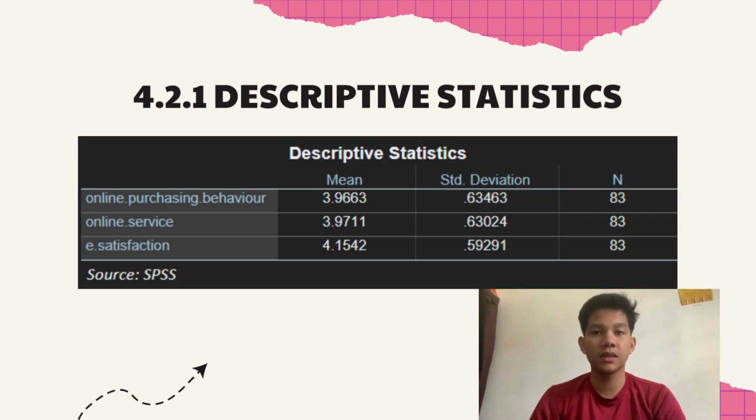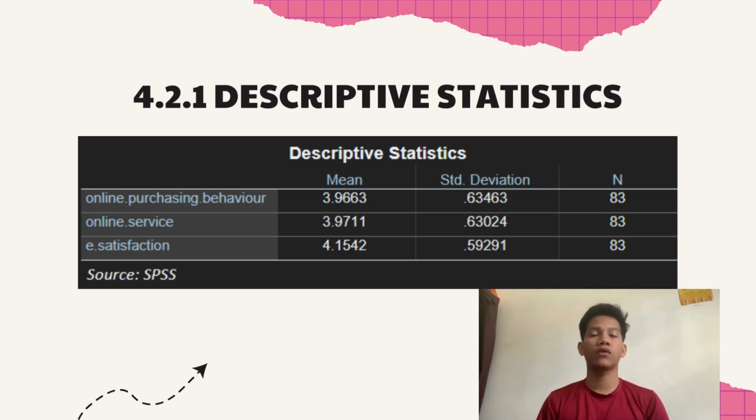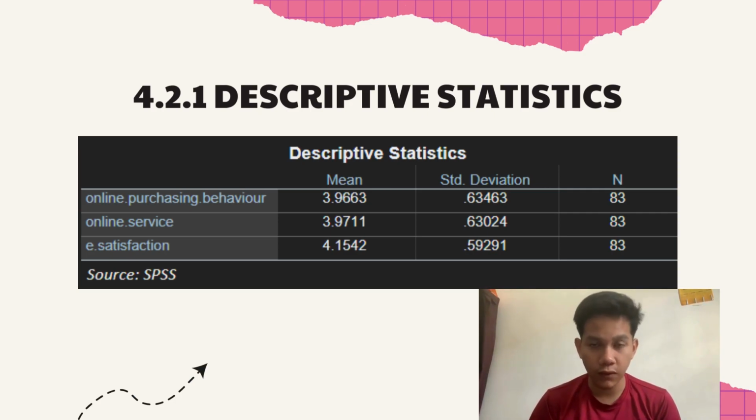The mean, a measure of central tendency, is utilized to gauge the average value within a dataset among the variables. The highest mean is also associated with the self-development variable, standing at 4.1542 with a standard deviation of 0.59291. This suggests that on average respondents exhibit a more positive inclination towards self-development compared to the other variables examined.